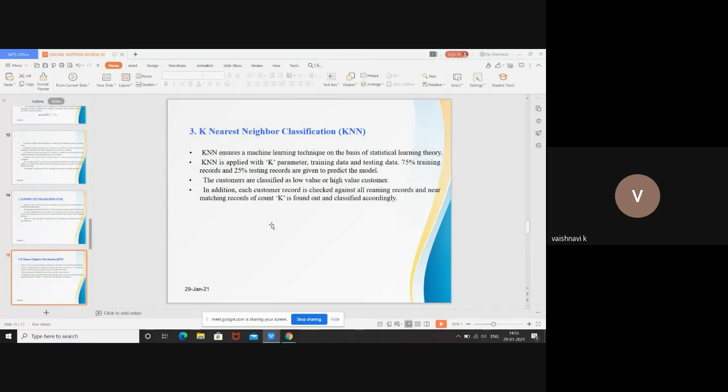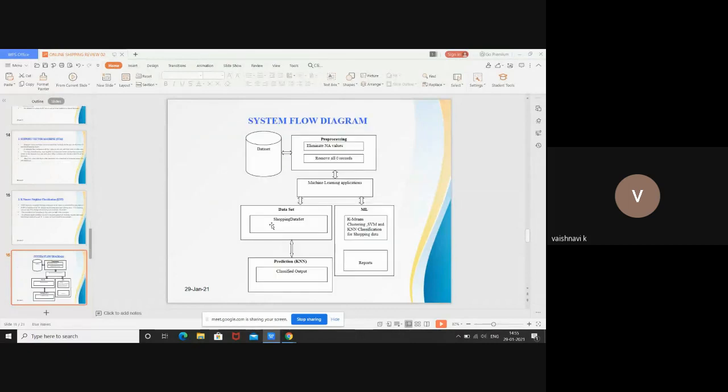The third one is k nearest neighbor classification. It is based on statistical learning theory. KNN is applied with the k parameter, training data and testing data. 75% training records and 25% testing records are given to predict the model. The customers are classified as low value or high value customers. K is found out and classified accordingly in this addition.